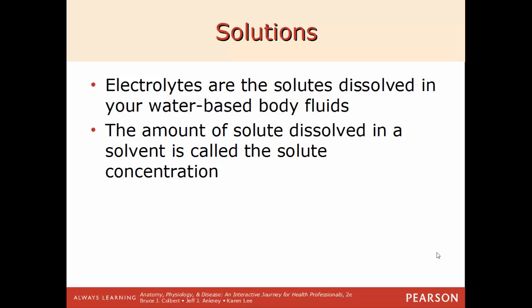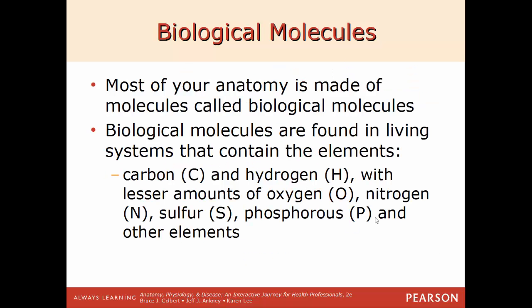Now, the amount of solute dissolved in the solvent is called the solute concentration. How much of that stuff is there? How much potassium is there? How much calcium is there in relation to the overall sample? Now we'll move on to biological molecules. Most of your anatomy is made up of biological molecules. Biological molecules found in living systems contain some very common elements: carbon, hydrogen, oxygen, nitrogen, sulfur, phosphorus, and so on.